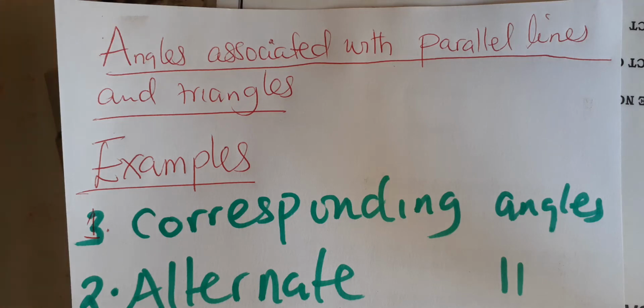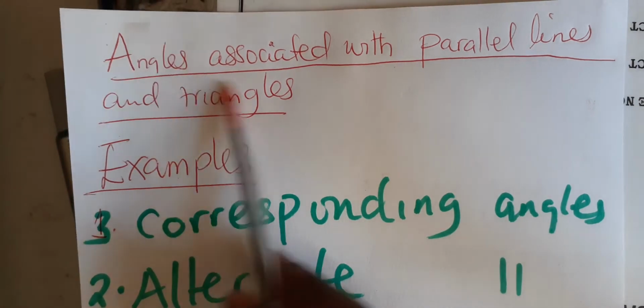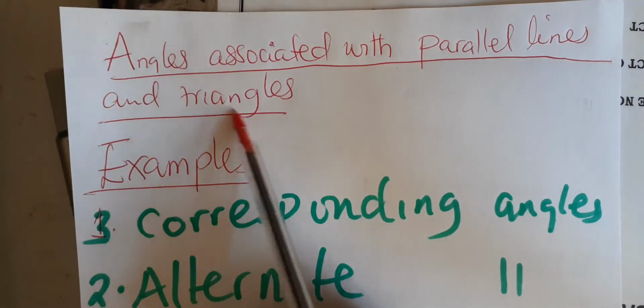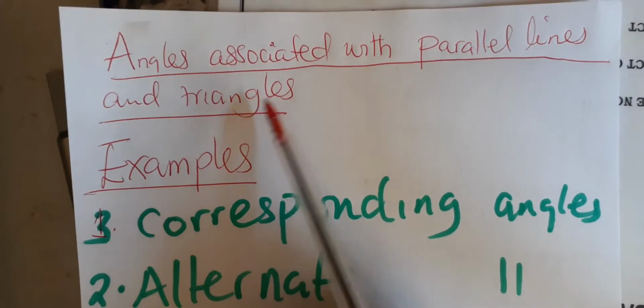Okay, so let's come to our fourth lesson of angles. Remember, we are dealing with a grade 8 topic, which is angles. So here we want to look at the combination. We'll deal with angles associated with parallel lines and triangles, a combination.